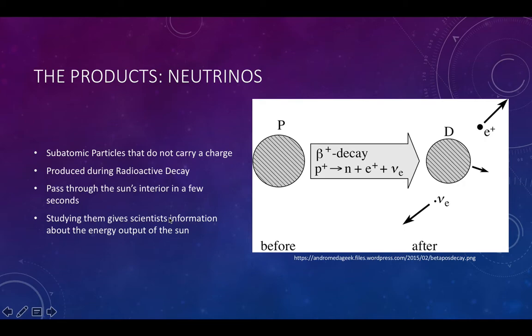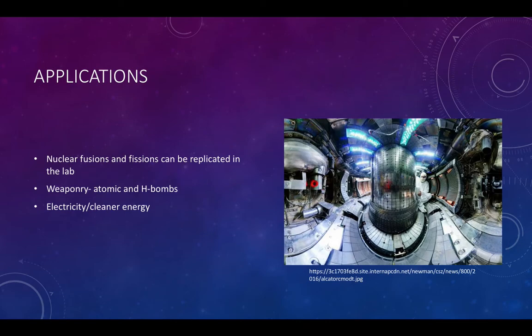Another product is called neutrinos. These are subatomic particles that don't have a charge. They're produced normally during radioactive decay, and they pass through the sun's interior in only a few seconds in comparison to energy, which takes several thousand years to pass through the sun's radiative zone. Studying neutrinos gives scientists information about the energy output of the sun. So these are very, very important particles.